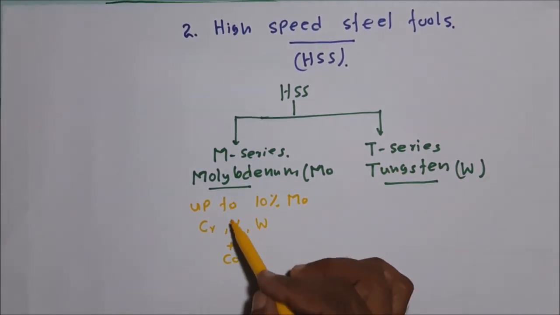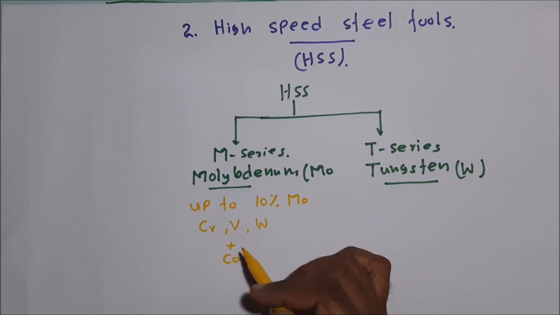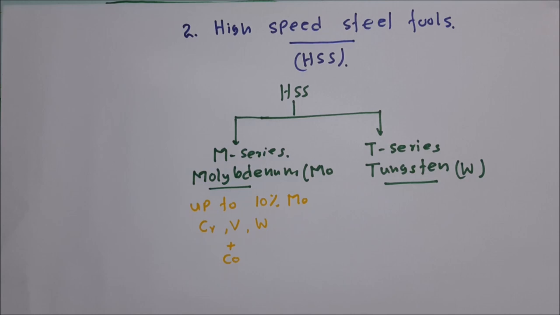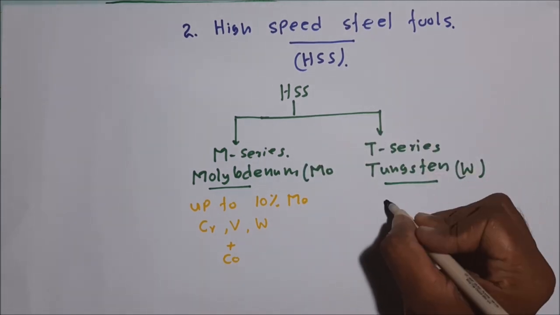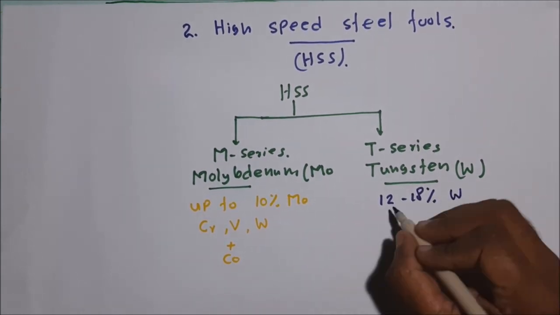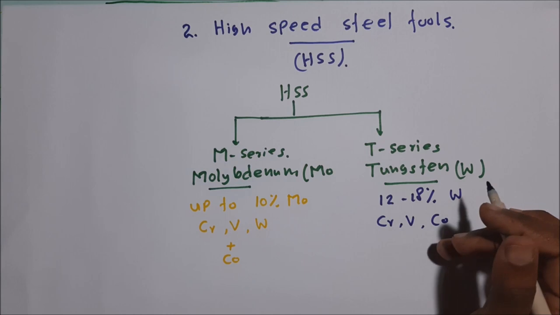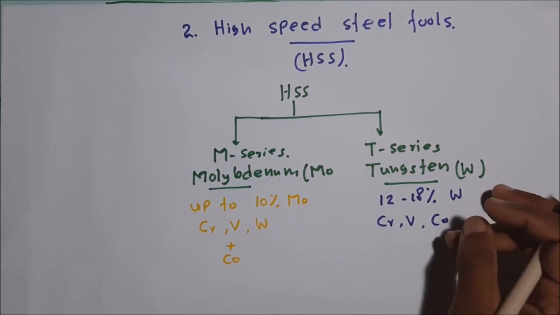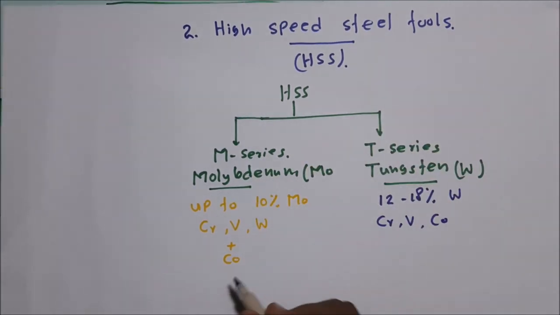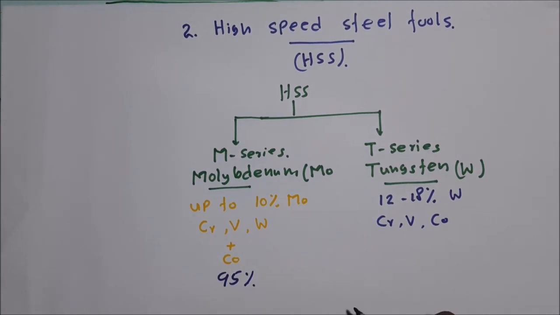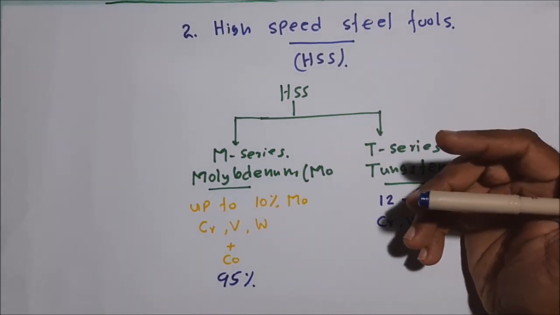Then the T series contains these materials: chromium, vanadium, tungsten and cobalt. Tungsten is the main alloying metal with the ferrous base. It has 12 to 18% tungsten with chromium, vanadium, and cobalt. Among these two series, the M series is extremely popular in industry. Today over 95% use M series HSS tools, because of its hardness property and also its cheapness.